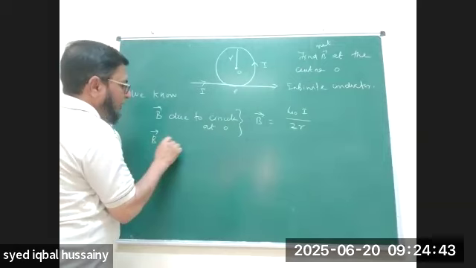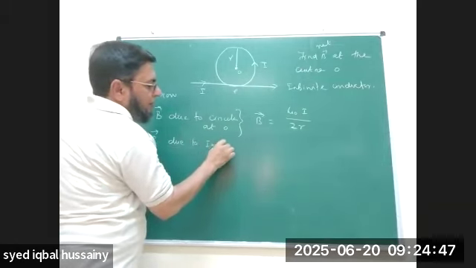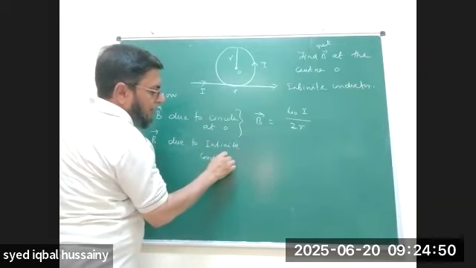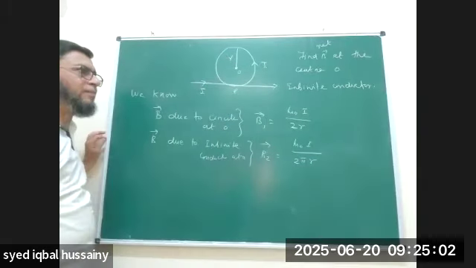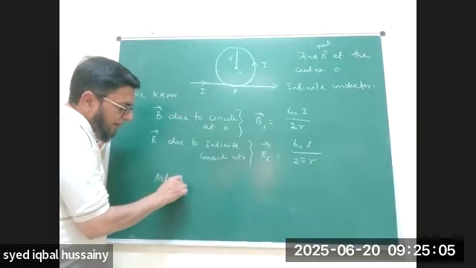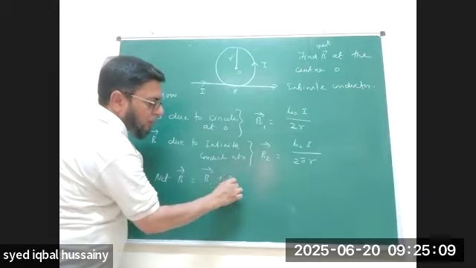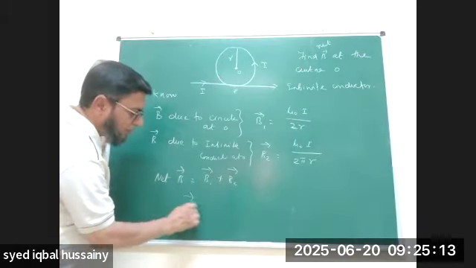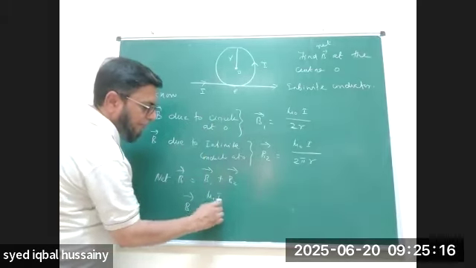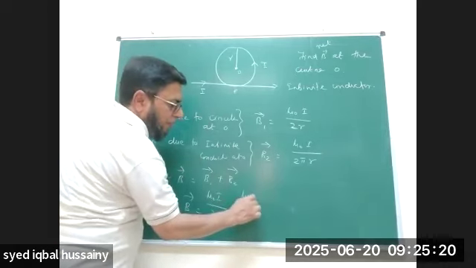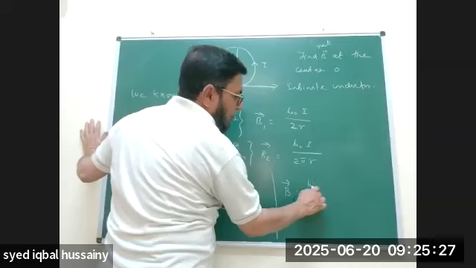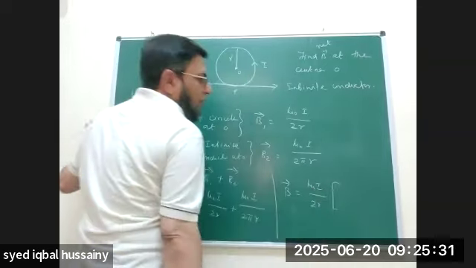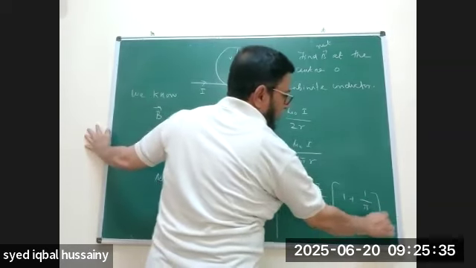Then second, magnetic field due to the infinite conductor. So it's B1 vector and B2 vector: mu naught I by 2 pi r. Net magnetic field will be equal to B1 plus B2. So B vector will be equal to, add both, mu naught I by 2R plus mu naught I by 2 pi r. Take the common term out: B vector will be equal to mu naught I by 2R, times 1 plus 1 by pi. So this is your final answer.